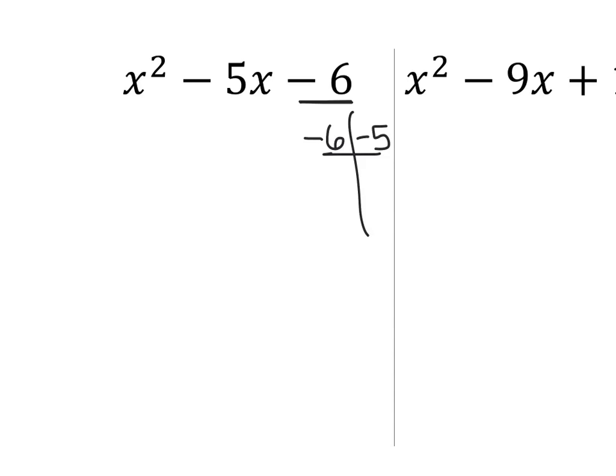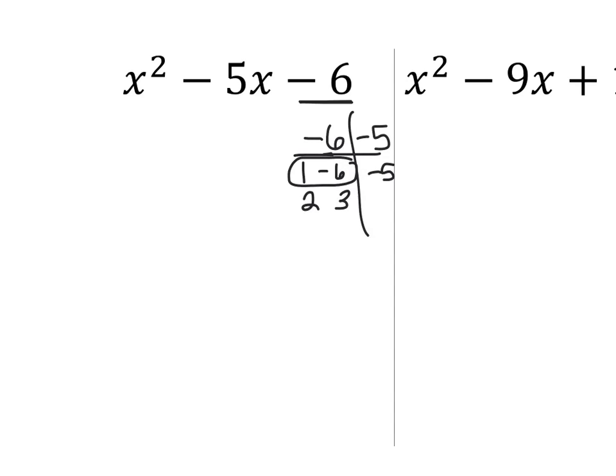So which two numbers multiply to give me 6 but add to 5? If you already see them, great. If not, we're going to write down all of our factors. 1 and 6 multiply to 6, and 2 and 3. Now again, this is a -6, which means one of the numbers has to be negative. Which one can be negative so that I get a -5? 1 and -6 is the only way to get -5.